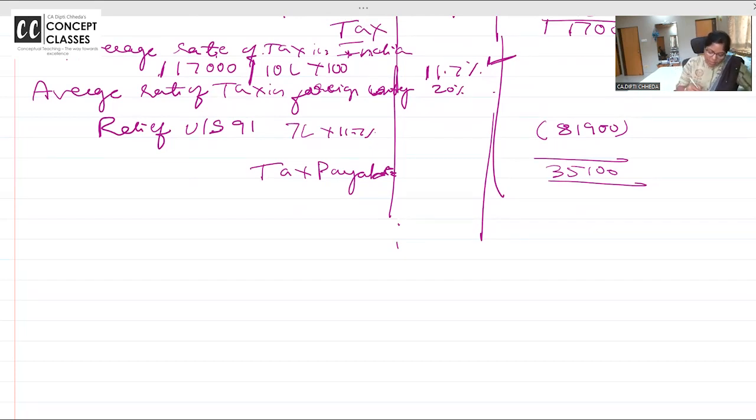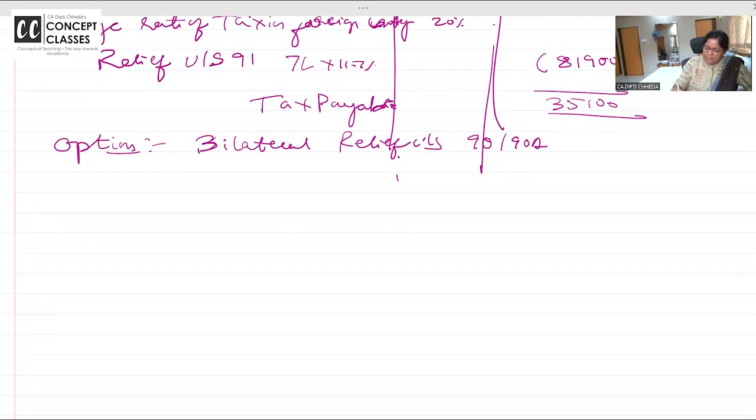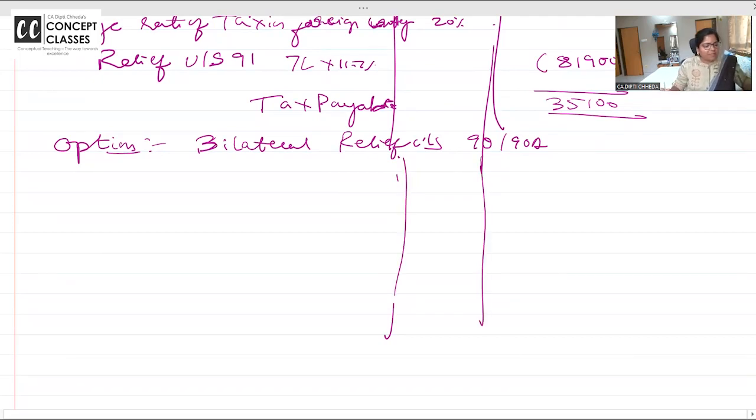Okay, now we will work out option 2. That is bilateral relief. When I have a double taxation avoidance agreement with the countries, then it is called bilateral relief under Section 90 and 90A. You get both of these. Both means it's the same, only the other way around.